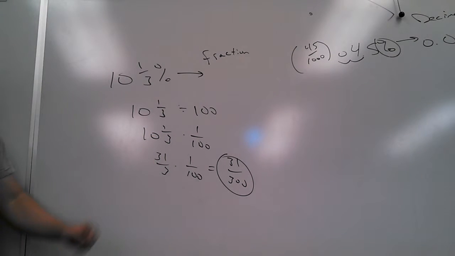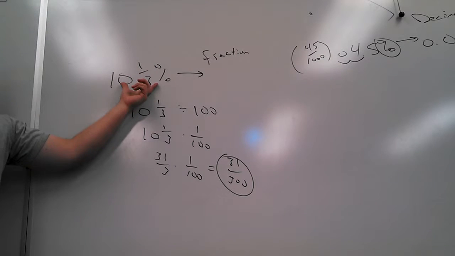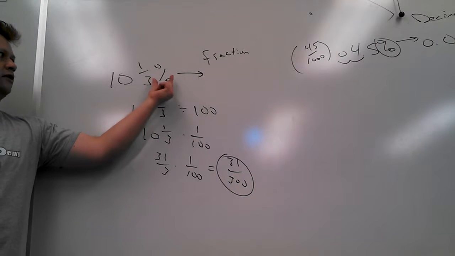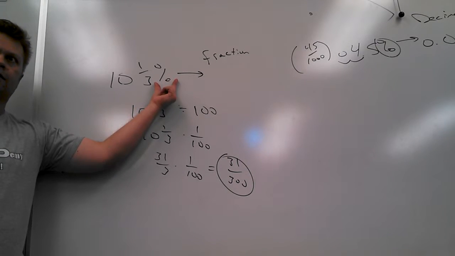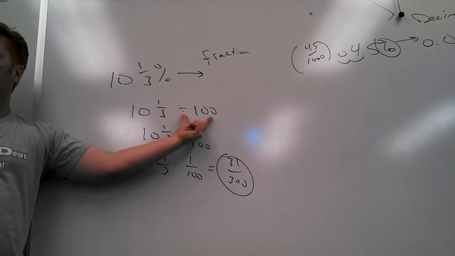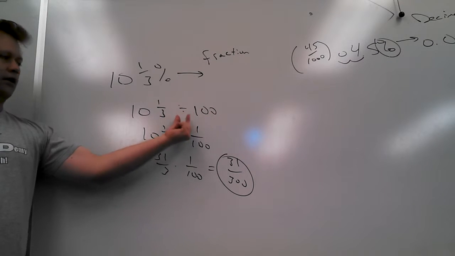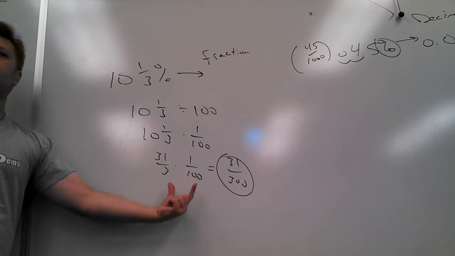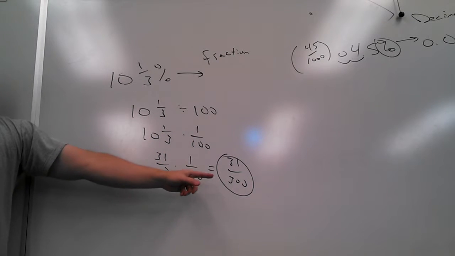Any time you want to go from percent to something else, a fraction or a decimal, you're using the fact that the percentage symbol means out of 100. Here I used it in a slightly different way. I just said, okay, it's out of 100, because then I could just work this out and see what fraction that is.